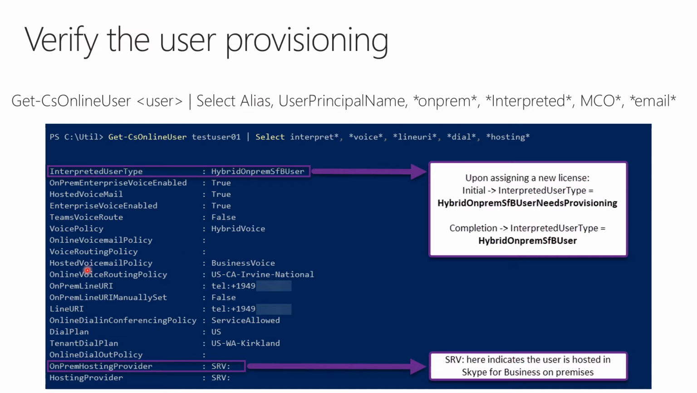So now we know that the user is configured as part of hybrid, right? Hybrid, meaning they're synchronized with Azure AD. On-prem, SFB user, meaning the user account is homed on premises and is homed in the Skype for Business environment.